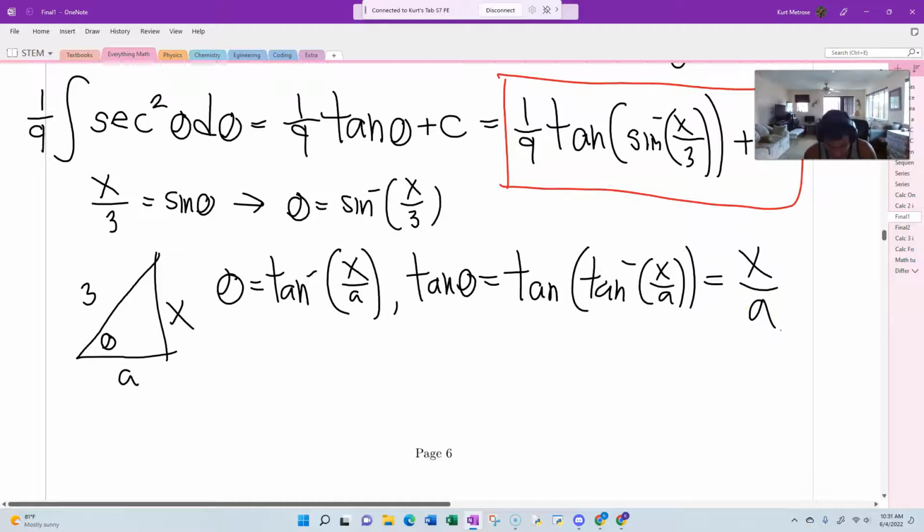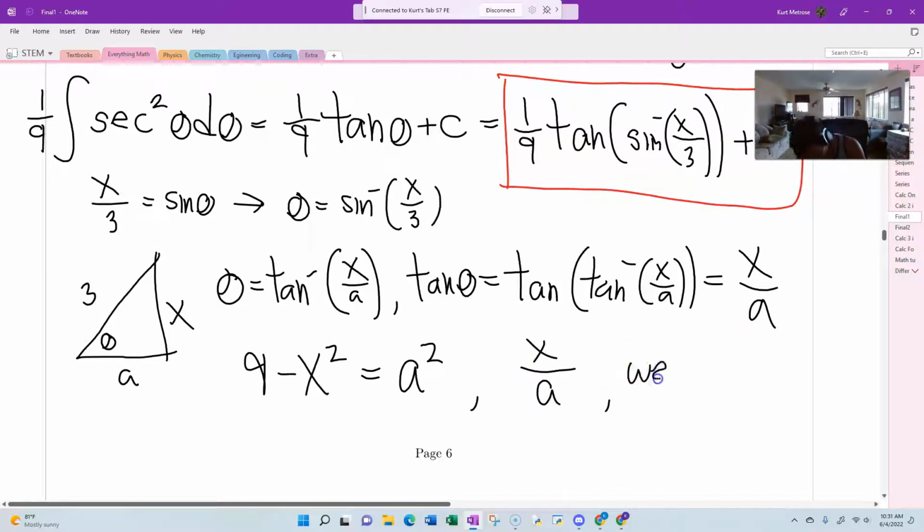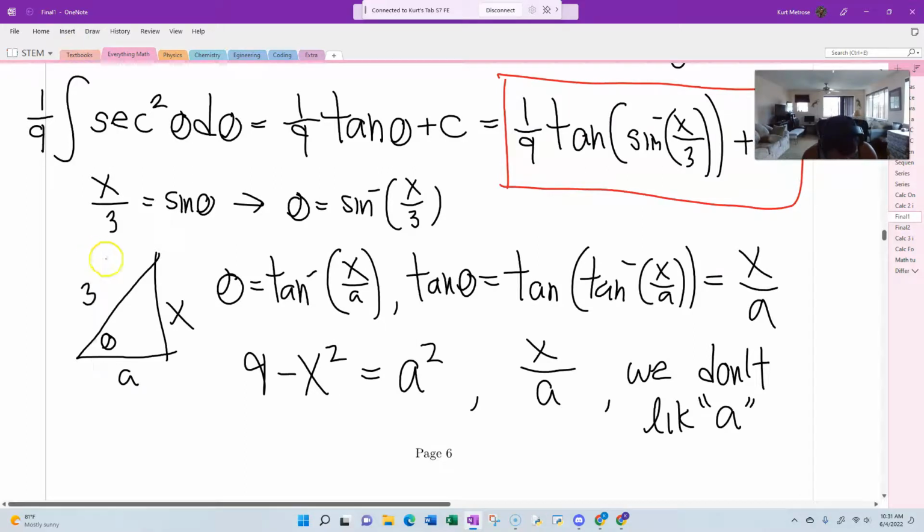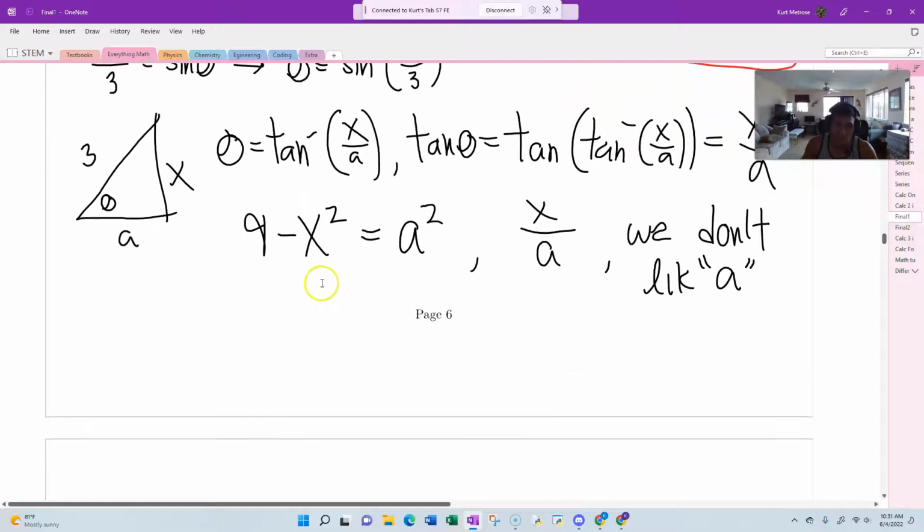Okay. And then what did we say x was? We had 9 minus x squared equal to a squared, right? So then we have to define what x over a is just in terms of x, because we don't know what a is. We don't like a because it's unknown, right? We only know what x is and what theta is, but we don't really know what a is. It's just kind of a random assignment I gave you guys to make things fit.